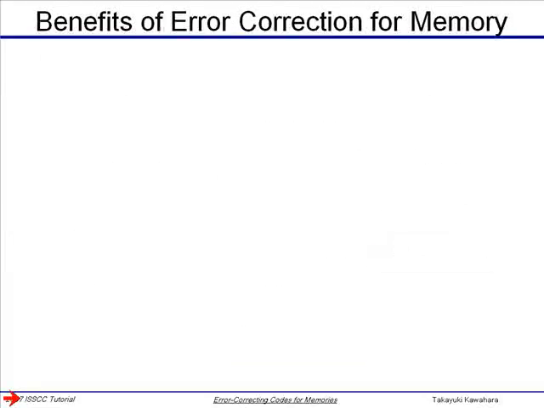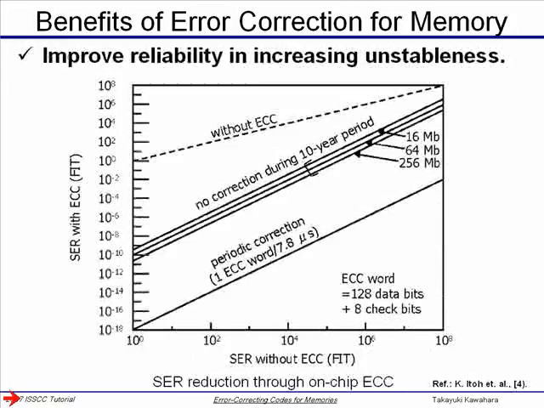So what are the benefits of ECC in memory? Of course, it protects against instability, so it improves reliability, including instability. That is a well-known example: the soft error rate without ECC, and the soft error rate with ECC. With ECC, extraordinary improvements can be achieved. But this is well known, so we won't take a long time.